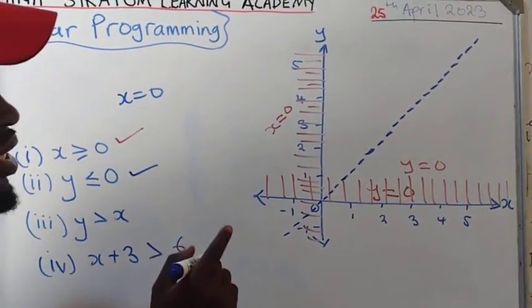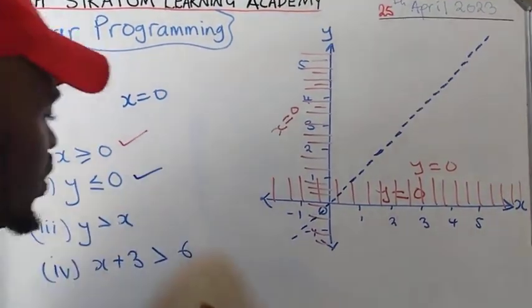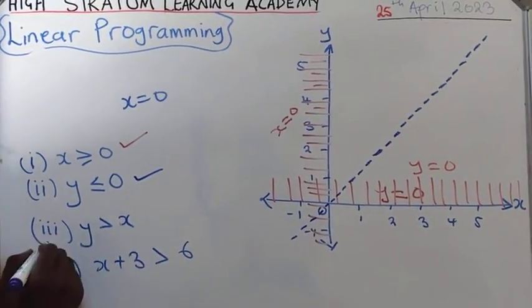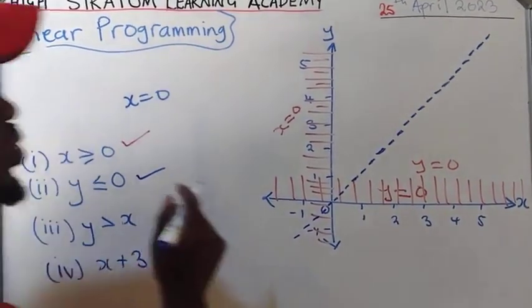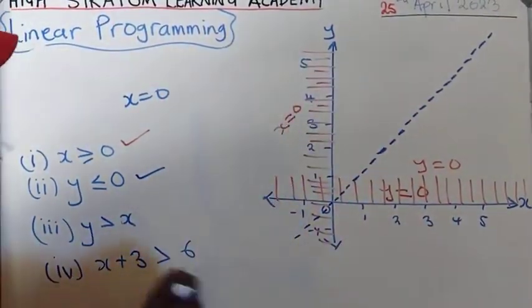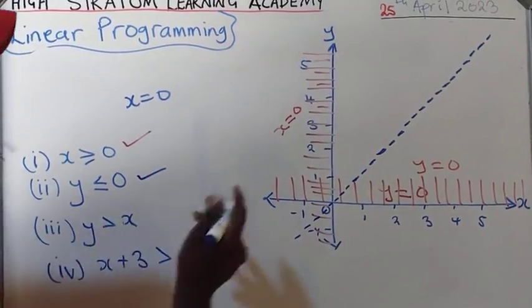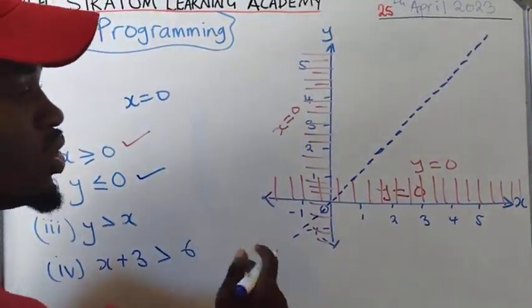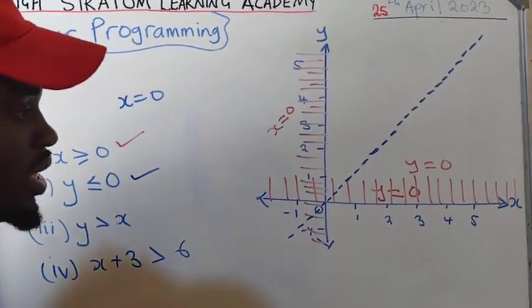So they want you to shade the unwanted region. Let's look at the condition: y greater than x. So this is the wanted region, the one that satisfies this condition. y greater than x, this upper region is greater. Now I'm saying we shade the opposite, the unwanted region.